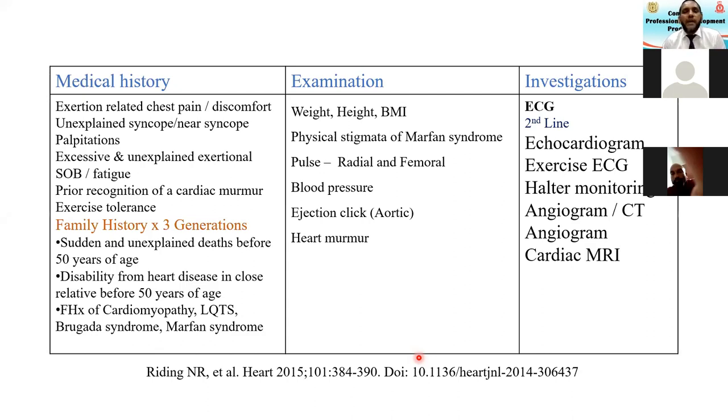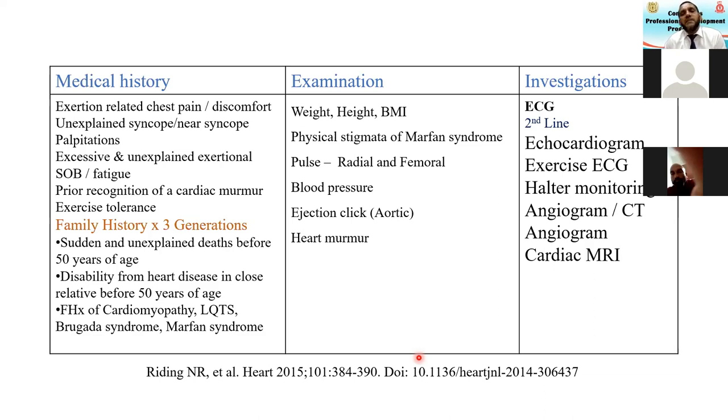Examination mainly covers BMI and weight. It is important to know the physical stigmata of Marfan syndrome, which is associated with cystic medial necrosis of the aorta leading to aortic dissection and aortic regurgitation. So it is important to know these features, and the pulses: radial, femoral, and conditions like Holt-Oram. It is also important to record the blood pressure, ejection systolic click, and heart murmurs, in terms of conditions related to sudden cardiac death.